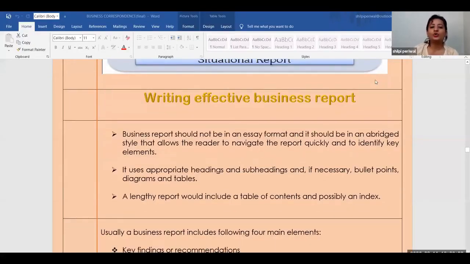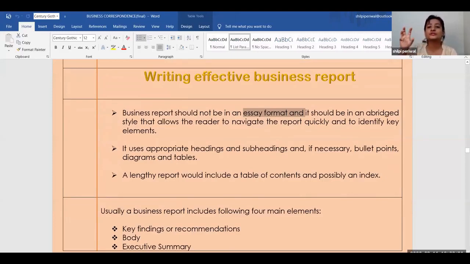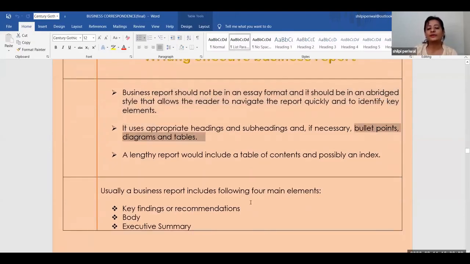Let's understand, how do we write effective business reports? It should not be in essay format. Nothing actually should be in an essay format. If you write something in an essay format, everyone loses interest to read it. You should split it into paragraphs, portions, topics. So this business report could be split into the intro part, where who all were there, what were the main points discussed, then in detail. You should split your business report properly. You should have heading, subheading, bullet points, diagram, table, etc.